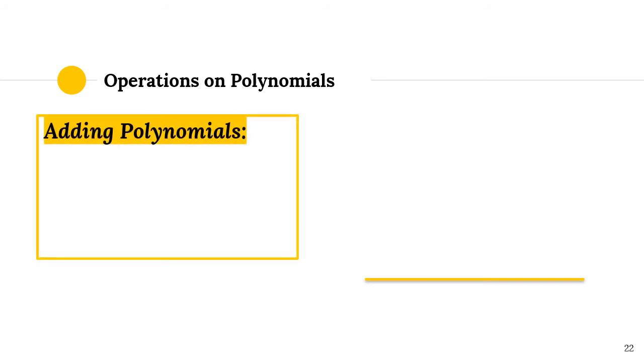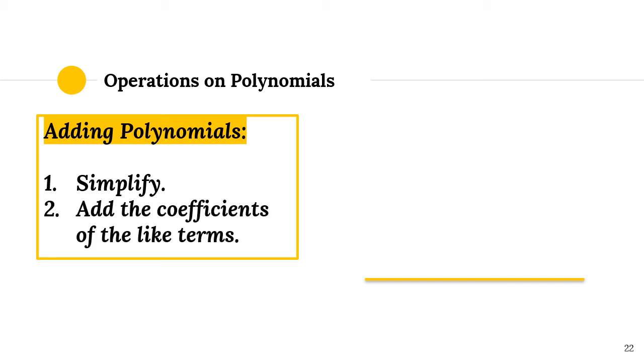Now, how do we add polynomials? We've come at last to adding polynomials. First, when you're adding polynomials, make sure that the polynomial is in its simplest form. That way, adding two polynomials becomes easier. Second, you add only the coefficients of the like terms. And this is easily done by writing the two polynomials in a column. Let's have an example to understand this much easier.